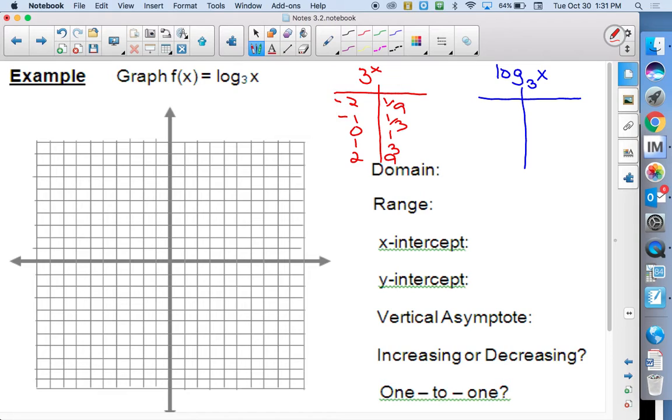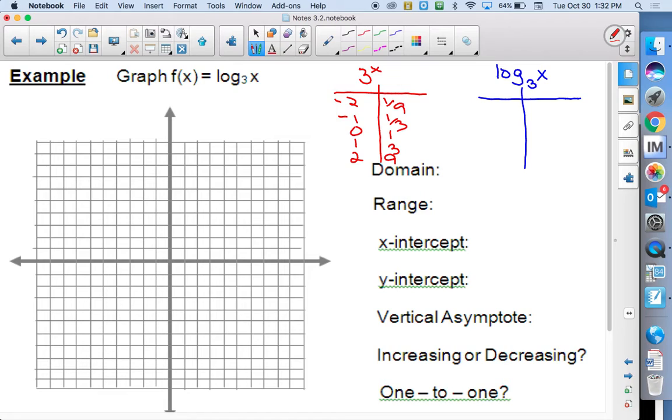Right, so we just flip-flop the x and y values. So he is right. If you think about log base 3 of x as an exponent, it's 3 to the x power. So those two functions are inverses. If we have the same base as an exponent and the same base as a log, they would be inverse functions.